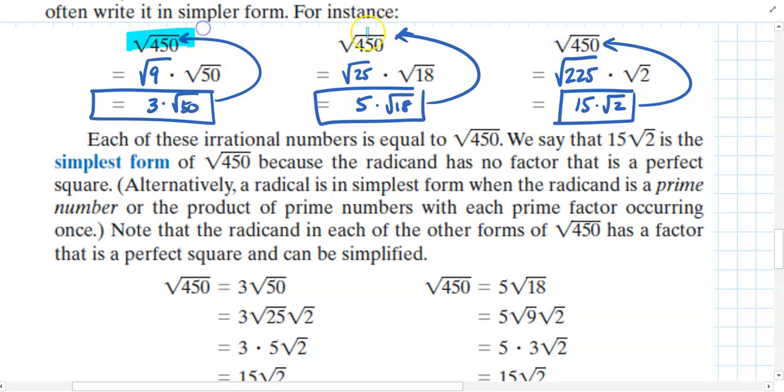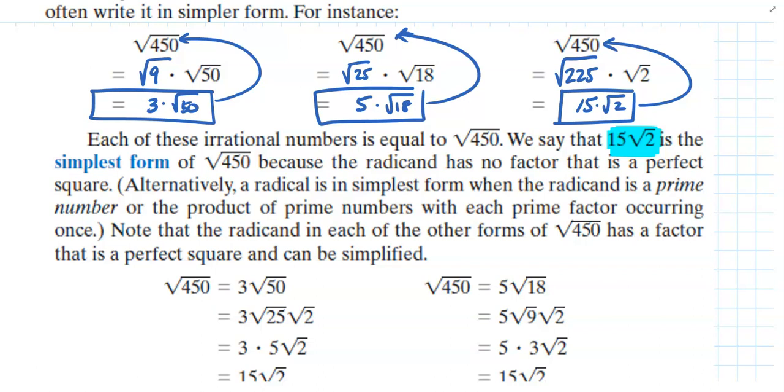And so we can note that the square root of 450, 3 times the square root of 50, 5 times the square root of 18, and 15 times the square root of 2, they all mean the same thing. They are all 3 different ways to write the same number. But as it turns out, we like 15 times the square root of 2 the best. At least in our world of Algebra 2 and higher level mathematics, we like this one the best.